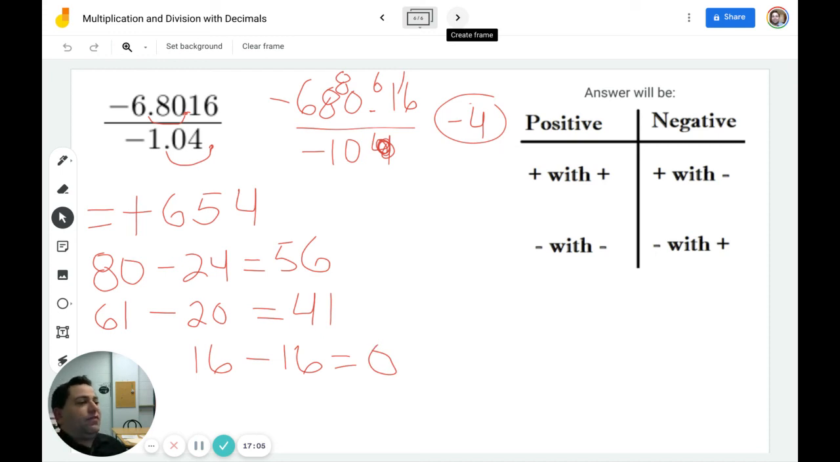And now I just have to figure out where to put the decimal point. Again, if I do a test here, 6.8 is close to 7. 1.04 is close to 1. I have 1 decimal point. That's where I'm going to put my decimal point, 6.54. And that is indeed the correct answer.